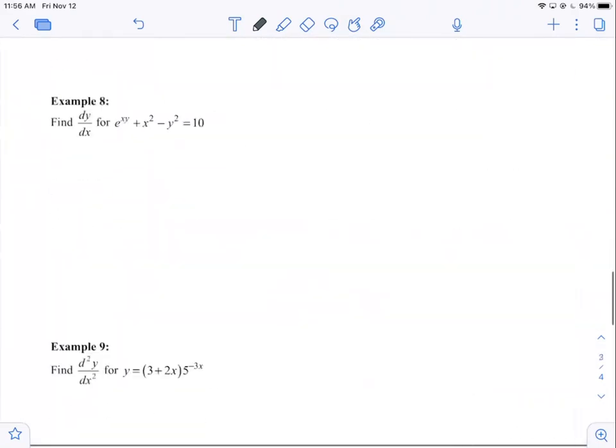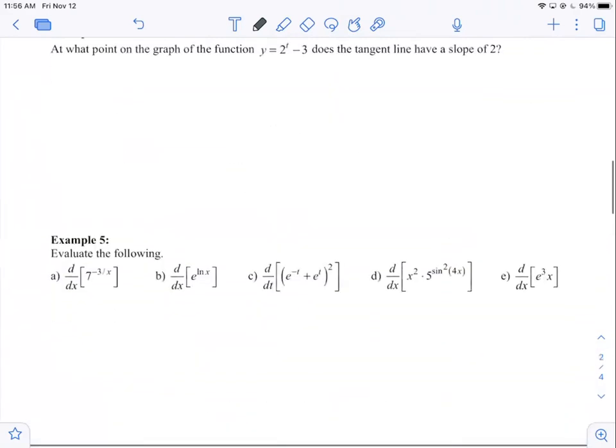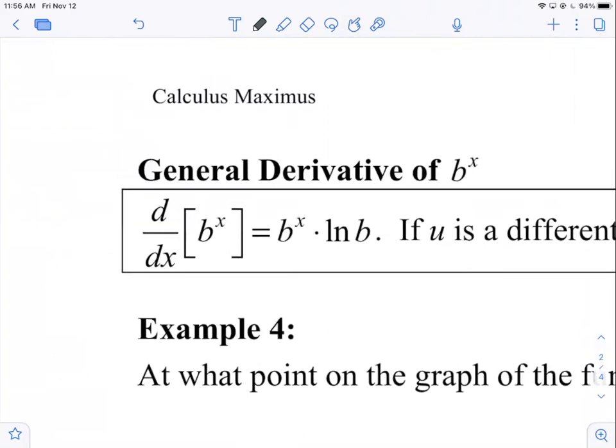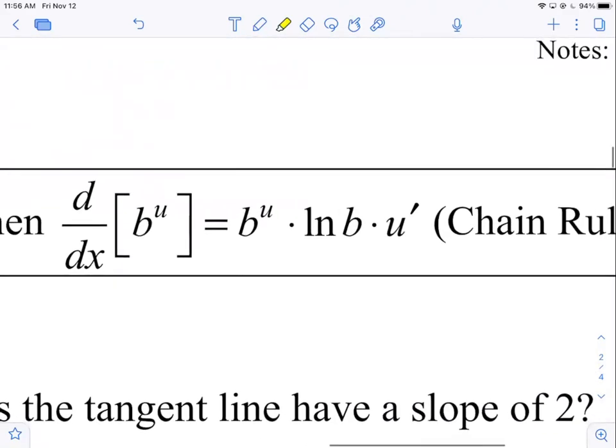So let's go ahead and see if we can finish here probably easily before lunch. So here's the chart, the general derivative of b to the x, where b is any base. It's b to the x times the natural log of b. Don't forget that scale factor. And then, of course, as we just saw, if x is u, some differentiable function of x, then the derivative of b to the u is b to the u natural log of b times u prime. Instead of u, I called it blob, but it's really the same thing. That's the chain rule built in.